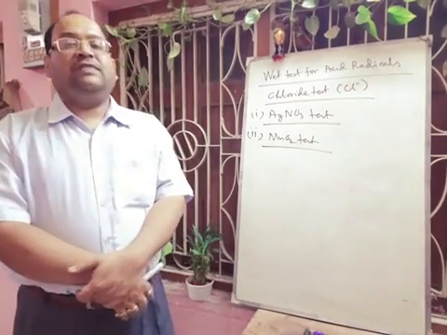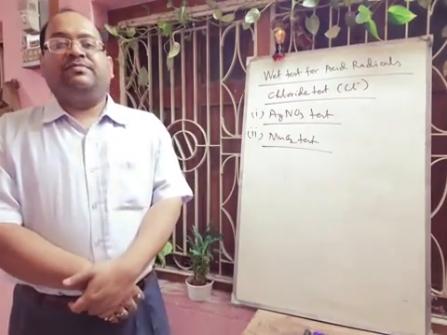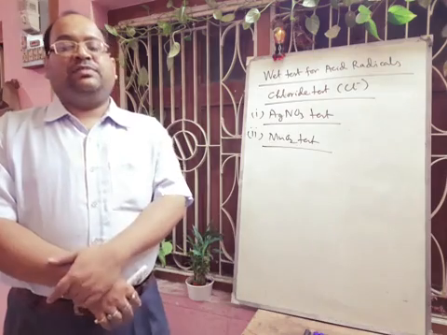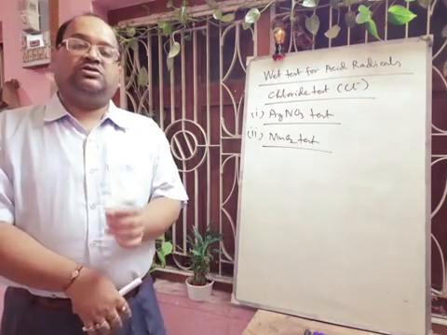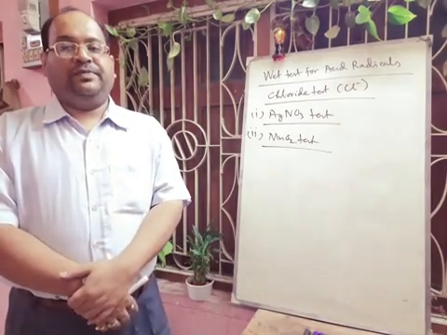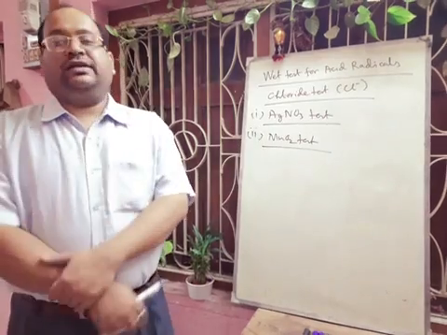Then what will you observe? You will observe a greenish yellow gas having a pungent smell, which turns moist starch iodide paper blue. That will also confirm that your sample contains chloride. Okay, and in this way we can easily confirm the chloride.